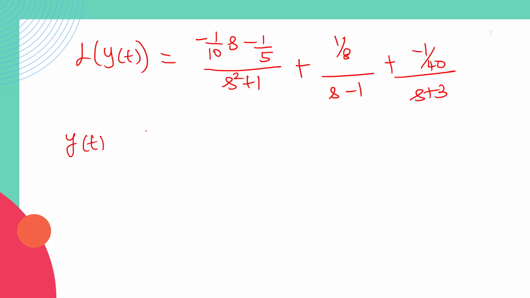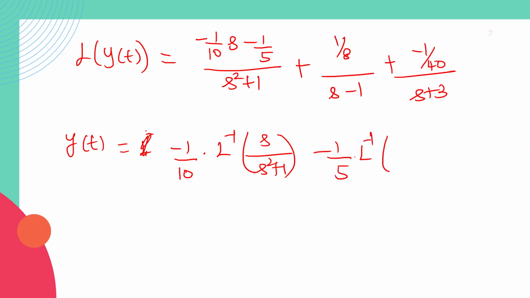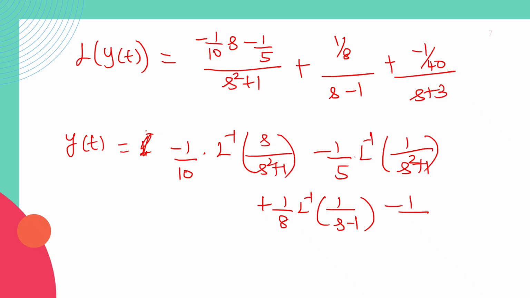broken like this. y of t will be equal to L inverse of, first of all, take the minus 1 by 10 into L inverse of s divided by s square plus 1. My second term will be minus 1 by 5 times L inverse of 1 by s square plus 1, and then plus 1 by 8 times L inverse of 1 by s minus 1, and minus 1 by 40 times L inverse of 1 by s plus 3. So now find the L inverse of each one of the terms.